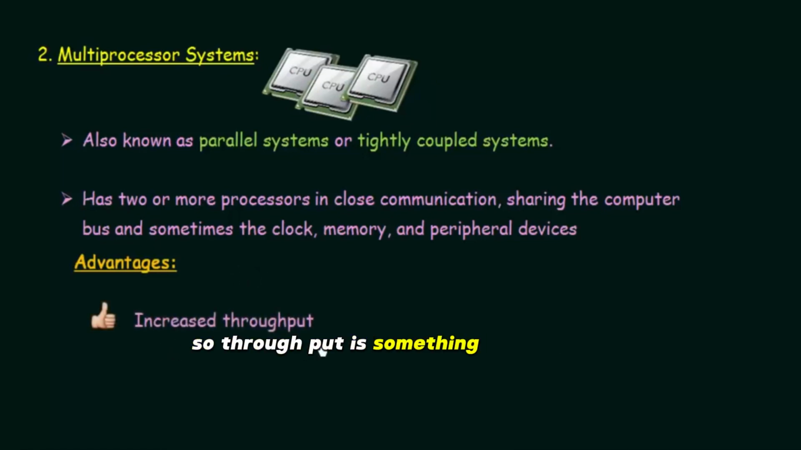Throughput is something that we can use to measure the performance of our system. Sometimes it is also known as the amount of data that can be transferred from one location to another. So throughput is like the measure of performance of the system. We can say that in multiprocessor systems, we will have increased throughput or increased performance. And why is that? The answer is simple. That is because we have more than one processor which will share our work, and it will make it faster and more efficient. So that is what we mean by increased throughput.